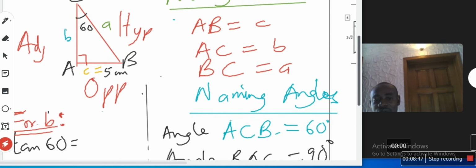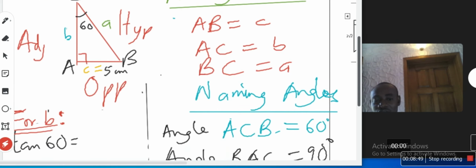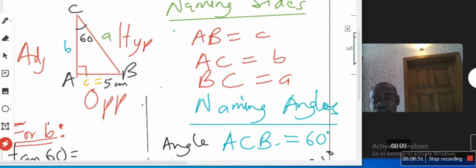Okay, now naming angles too. There's another way we also name angles. If I want to mention these 60 degrees, you use 3 letters such that the letter where the angle is formed will be at the center. So we can call this ACB, so that the C is at the center, or BCA. All of them are about this angle.